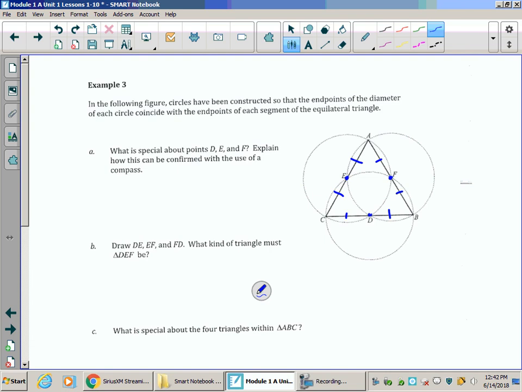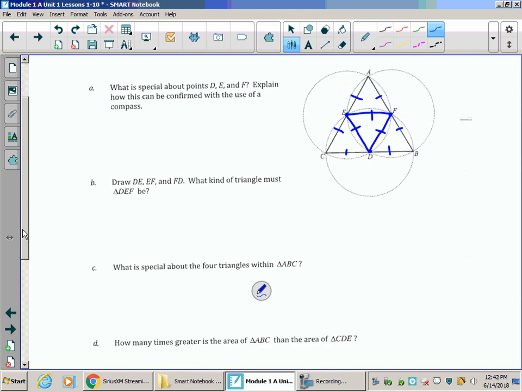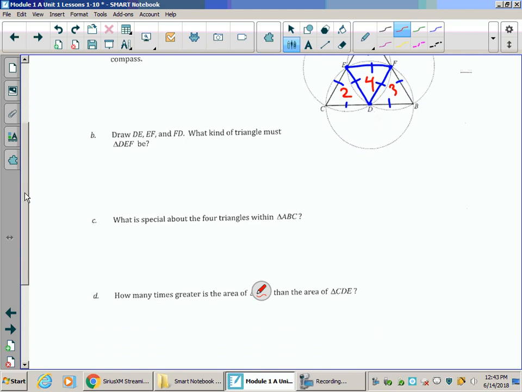Part B wants us to draw DE, EF, and FD, something that we will eventually call a mid-segment, but we're not there yet. So our original triangle kind of breaks down into 4 equal triangles. Because of that, all those little segments there are also equilateral. Each triangle that we see there is an equilateral triangle. What is special about the 4 triangles within ABC? We kind of mentioned that, but all 4 of these triangles, and I'll number them, 1, 2, 3, and 4, all of them end up being equilateral in that picture.